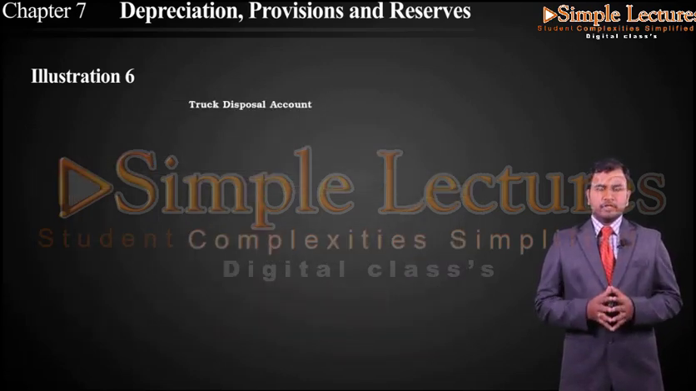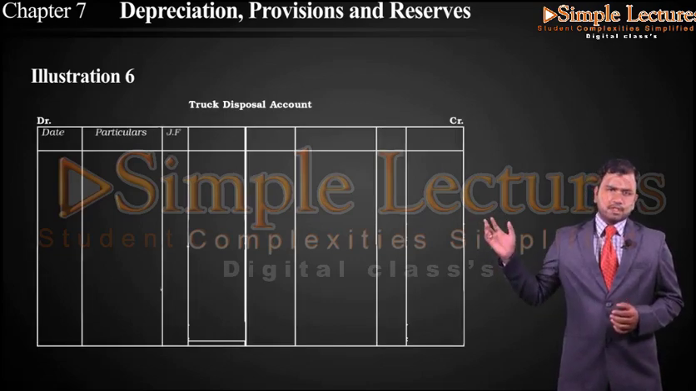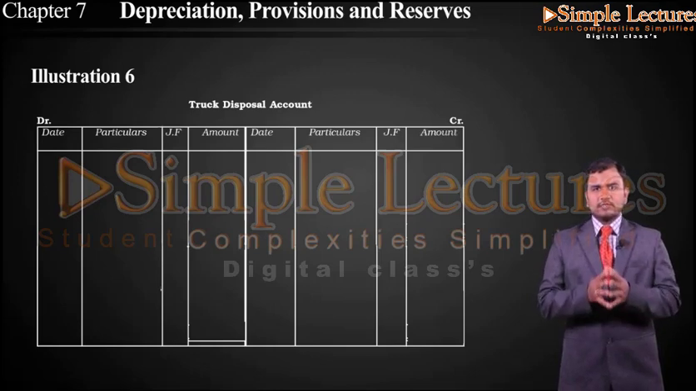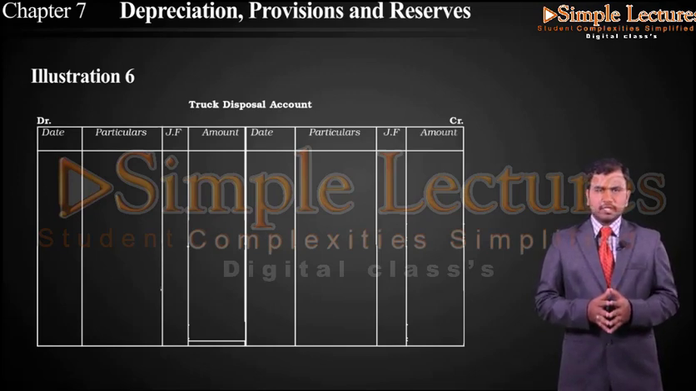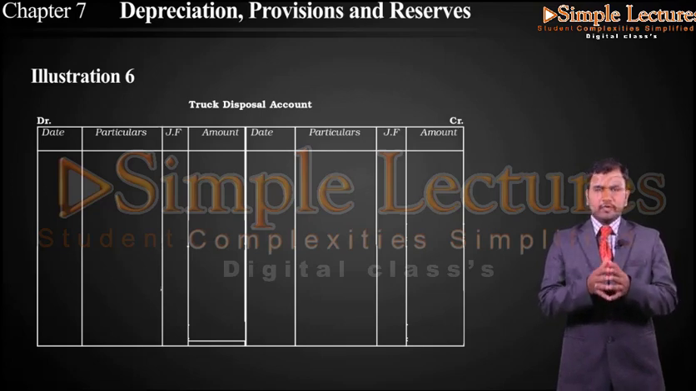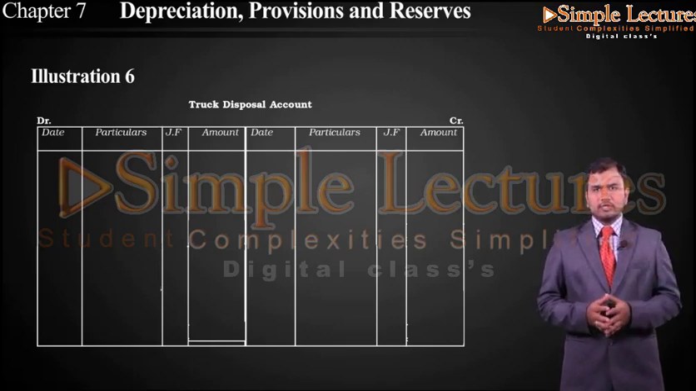Let us prepare truck disposal account where the format remains the same. Date, particular, journal folio, amount, then again date, particular, journal folio, amount. The asset which was sold we are going to show in the debit side, and the descriptions where we have charged depreciation and the sale value and the profit or loss we are going to show in the credit side.